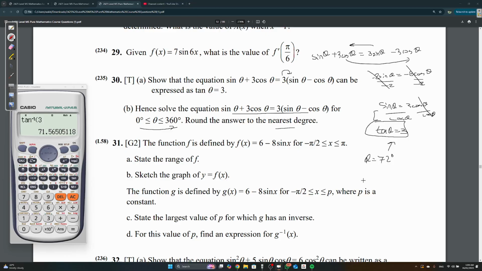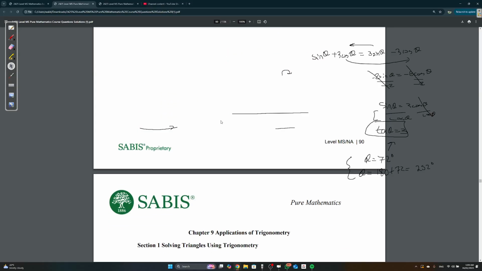What can we do with tan? We can add 180. 180 plus 72 is going to be 252 degrees. And that's pretty much it. So you get two solutions. These are the two solutions.